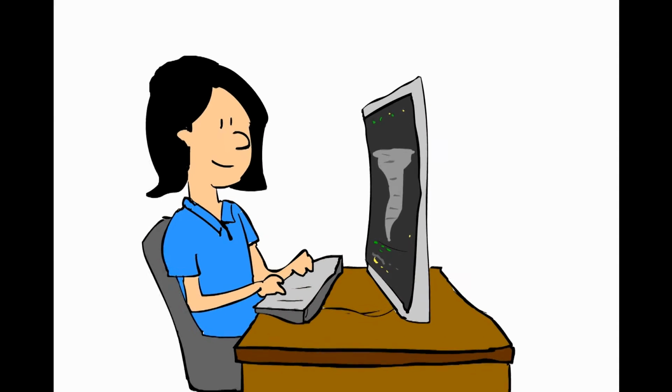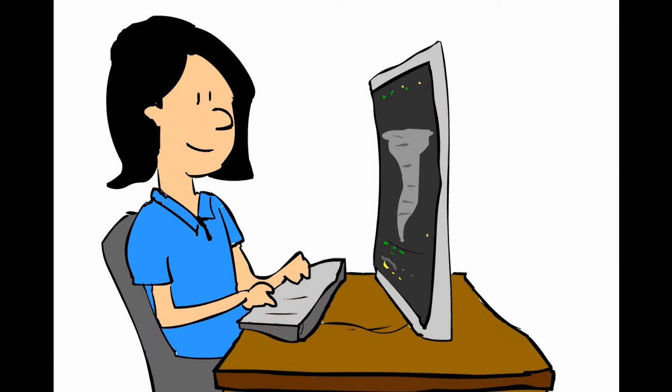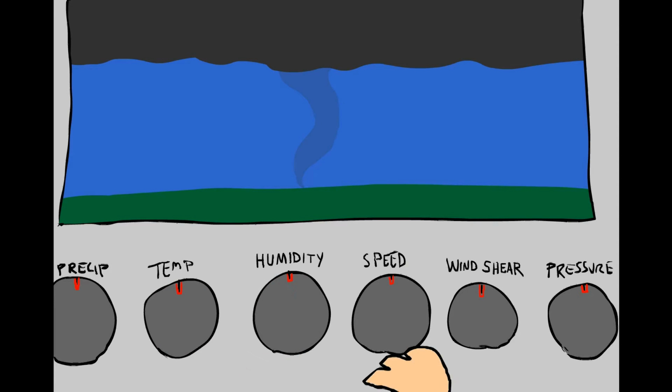Dr. Tornado is able to change the settings of the model to see what effects it would have on the outcome. What would happen if it were a few degrees cooler? What if there was less water vapor? What if the storm was moving faster? Each slight change has an enormous impact on the outcome.